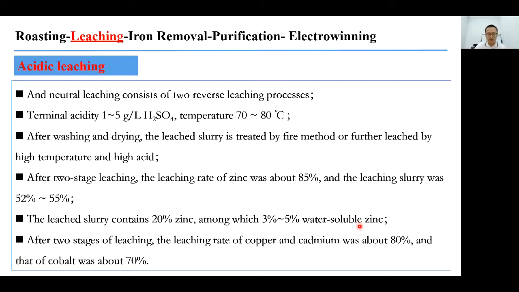So in order to get the zinc in the zinc ferrite recovered, acid leaching is developed. In acid leaching, the terminal acidity is 1 to 5 grams of sulfuric acid per liter in the solution. If you convert to pH value, it's around 1 to 2 terminal pH value, and temperature has been increased. The neutral leaching is 50 to 60 degrees, but here it is 10 to 20 degrees higher than that in order to get the zinc ferrite leached out.